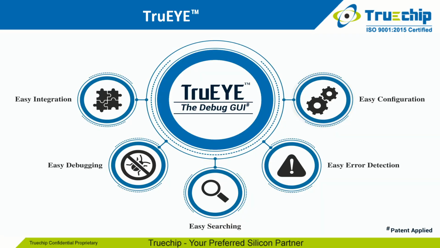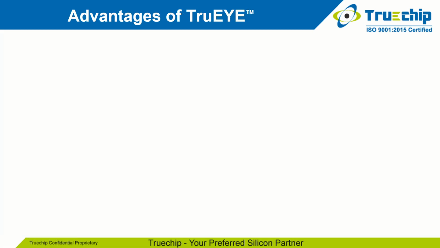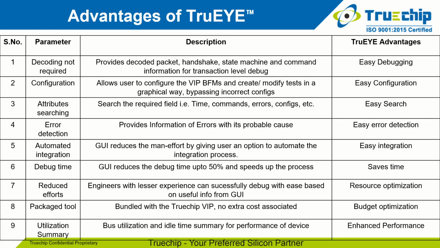Here comes the Truechip patented TrueEye GUI, which is a Truechip graphical user interface through which the user can easily perform integration, easy debugging, and easy searching regarding the VIP required field, easy error detection, and easy configuration. Let's talk about the detail regarding TrueEye GUI. So there are a lot of parameters on which the GUI works, out of which some of them we will discuss here.